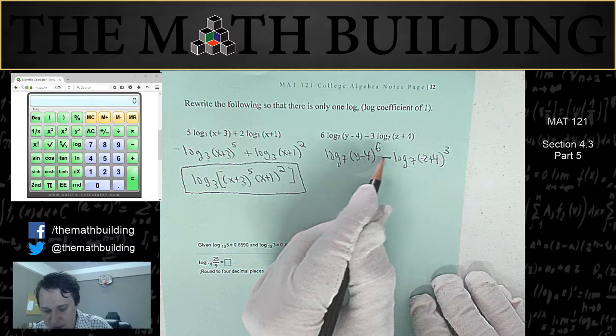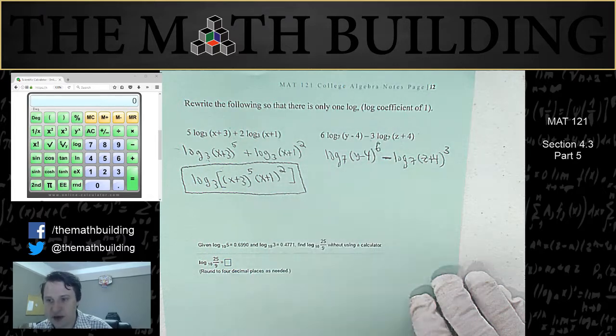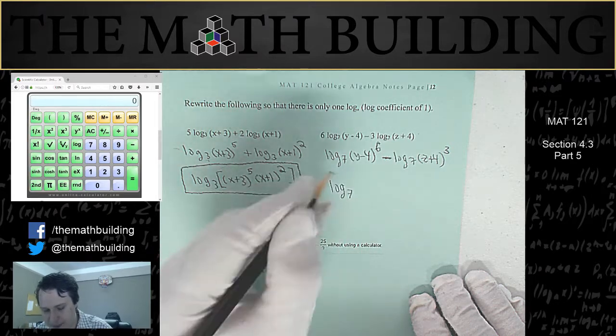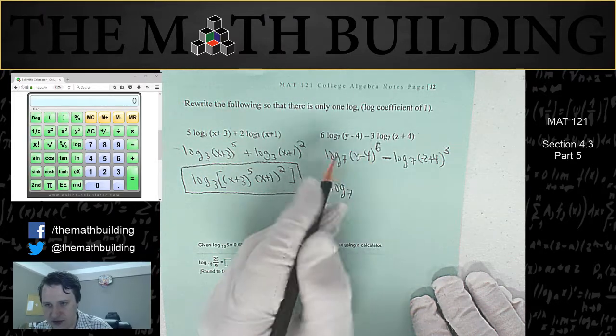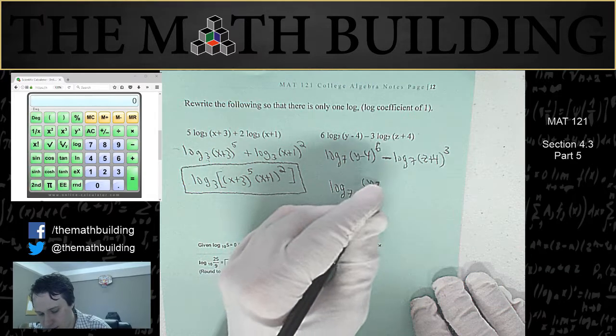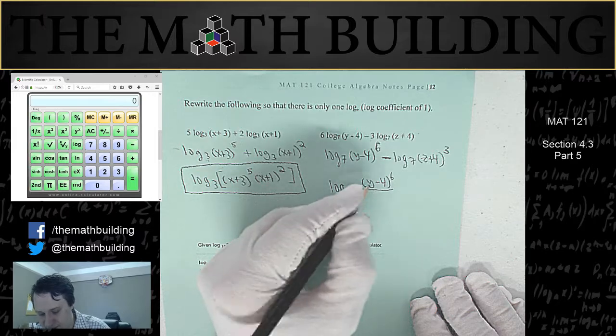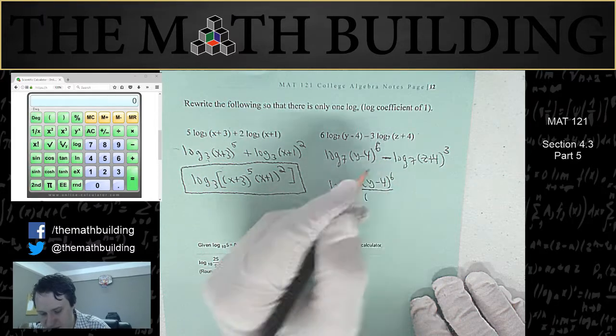Unlike the previous example, I notice we have a minus here, so that means that we can use the division rule. So here's the final answer. Log base 7. On top, we have the positive piece, and on the bottom, we have the negative piece, the negative sign.